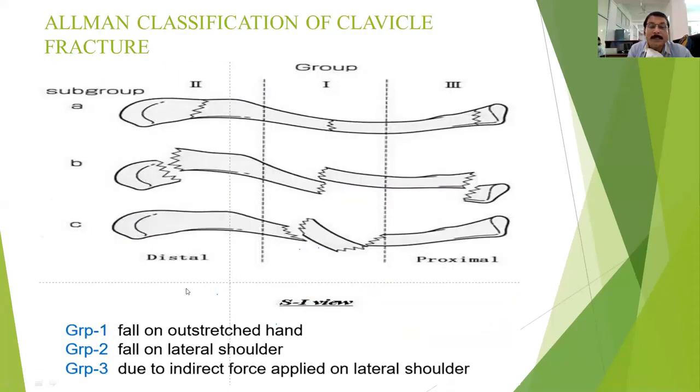As I said already, whatever it might be, this is the area where there is maximum involvement. It may be a segmental fracture, it may be a comminuted fracture, that's a different thing. But commonly, the fracture is seen in the middle one third.